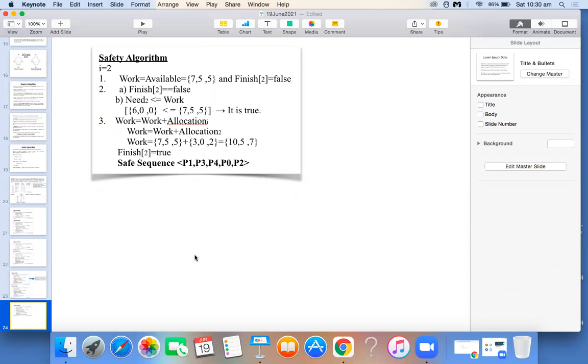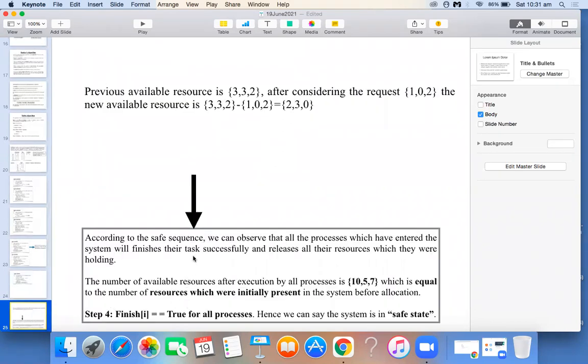Safe. Safe, correct? So for writing this safe sequence, there are some marks allotted. Am I clear? Just like how your marks will be allotted for writing the need matrix, like that, some marks are also allotted for writing the safe sequence. Okay, right. Now observe this.